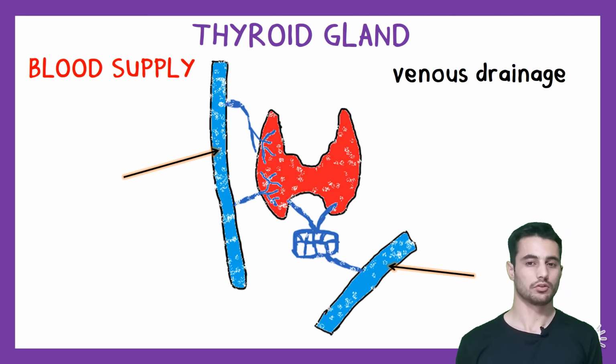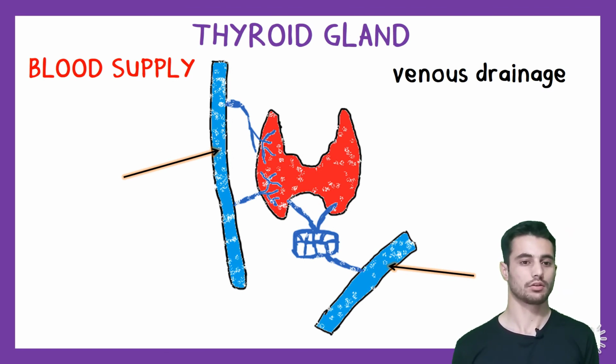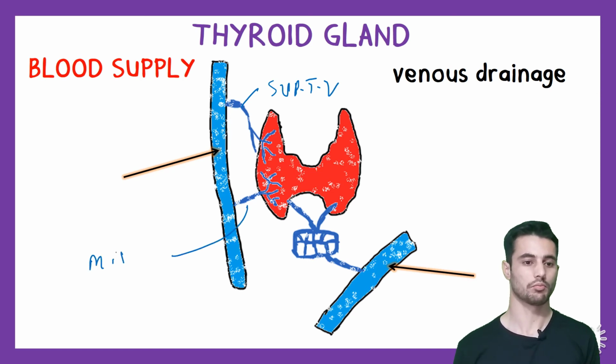Let's have a look at the venous drainage of the thyroid gland. Very easy to understand. There are only three veins which are involved in the venous drainage. This one, superior thyroid vein. This one, middle thyroid vein. And this one, the inferior thyroid vein.